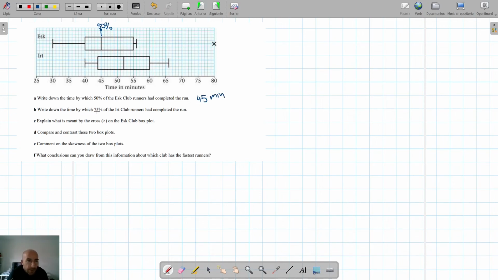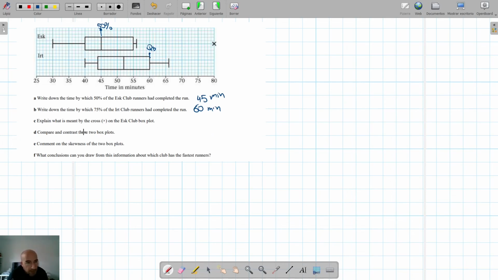Write down the time by which 75% of the IRT club runners have completed the run. 75% is the third quartile. Okay, first quartile is 25, median is 50, third quartile is 75. Okay, so this would be 60 minutes. Explain what is meant by the cross on the ESK club box plot. It means some data that does not follow the trend. Okay, that's completely out of range.